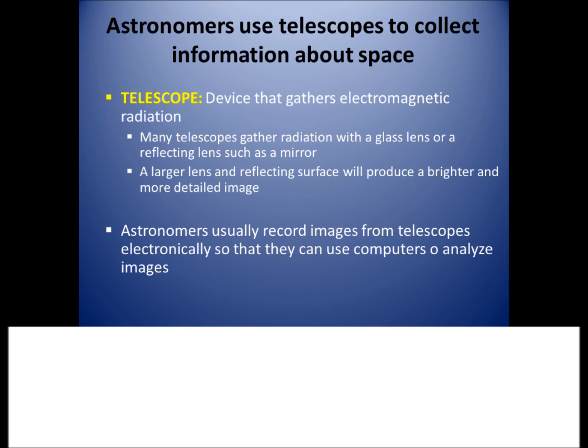Astronomers use telescopes to collect information about space, and essentially what telescopes do is gather electromagnetic radiation. Many telescopes gather radiation with either a glass lens that could be convex, or a reflecting surface, such as a mirror. The larger the lens and reflecting surface, the brighter and more detailed the image will be. Astronomers usually record images from their telescopes electronically so that they can use computers to analyze the images.